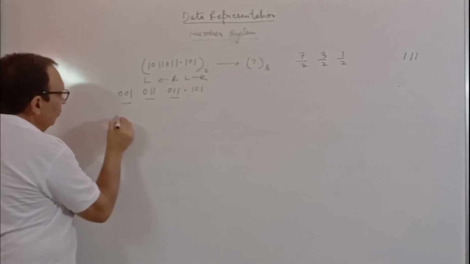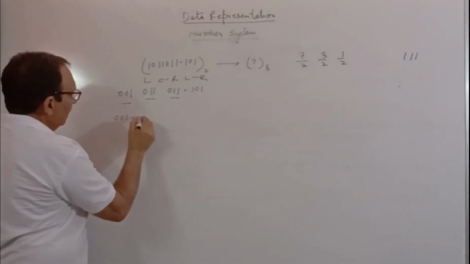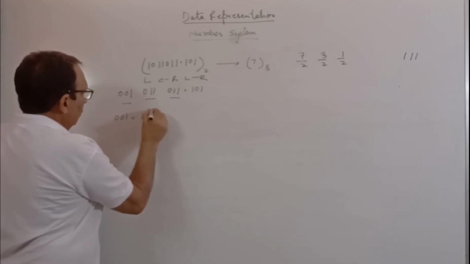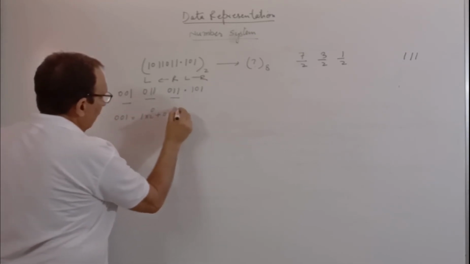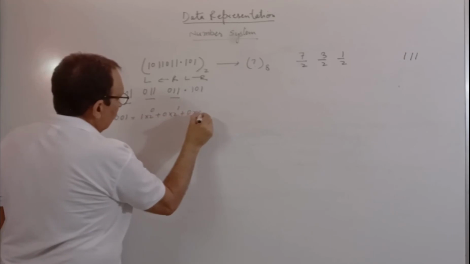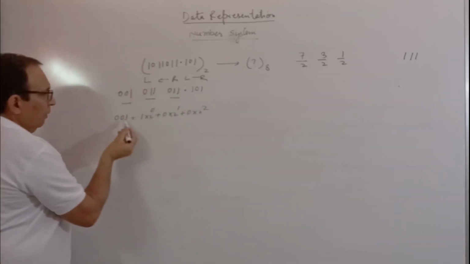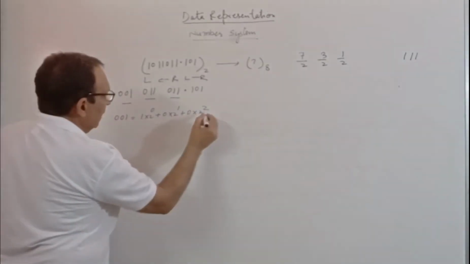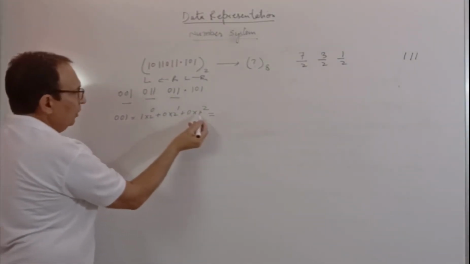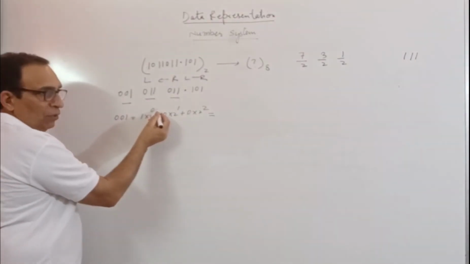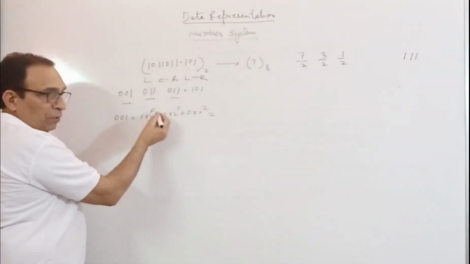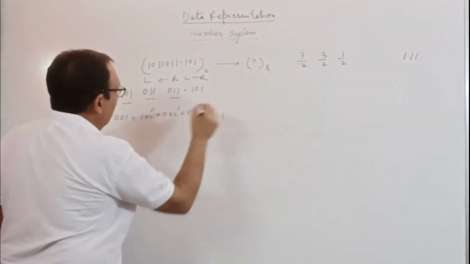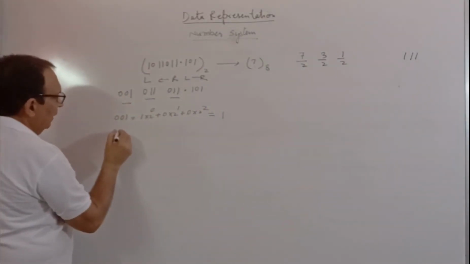Means 001 is 1 into 2 raised to power 0, 0 into 2 raised to power 1 and 0 into 2 raised to power 2. Because this is the only digit we have, left side. So 2 raised to power 0 means 1 and 1 into 1 is 1. So it comes 1.